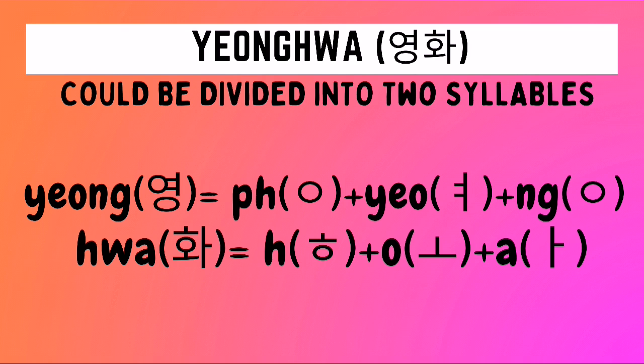Now, how do we spell Yeonghwa in Hangul? Let's start with the first syllable. To be able to write the syllable Yong in Hangul, we need to draw first an Iyang character that has no sound, followed by a Yo character, followed by another Iyang character that has the Iyang sound. For the second syllable Hwa, we need to draw first a Hi character, followed by an O character, followed by an A character. And the combination of this forms the sound for Hwa. And then, we just have to combine the Hangul for each of the syllables to form the Hangul of the word Yeonghwa.